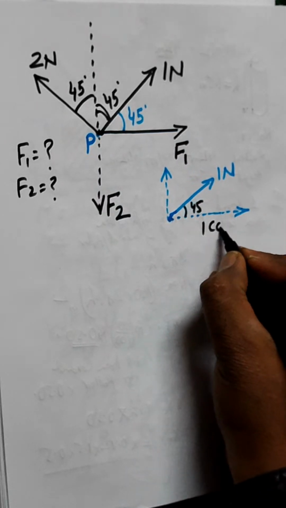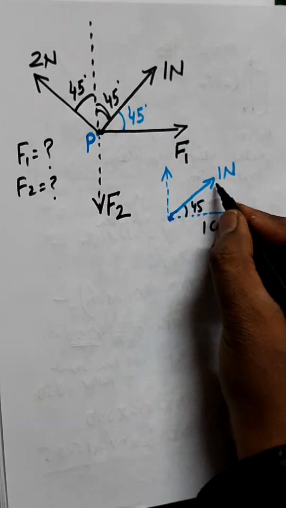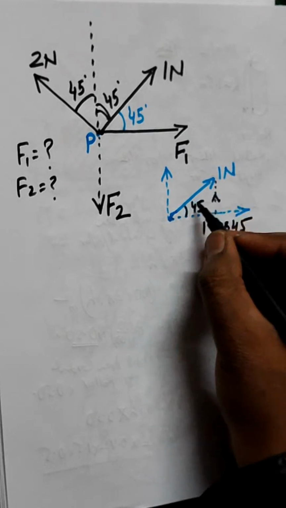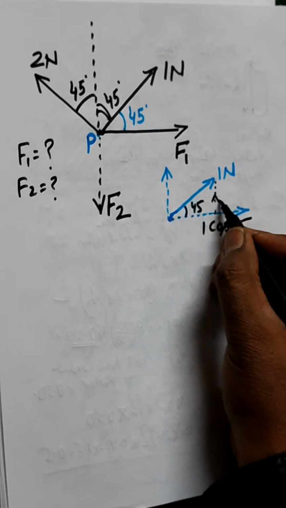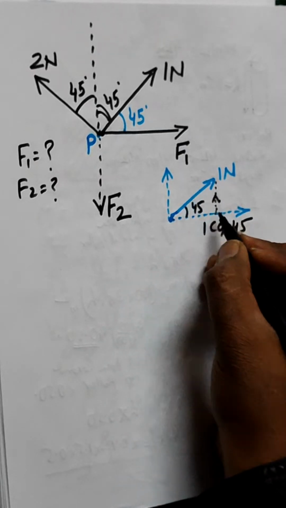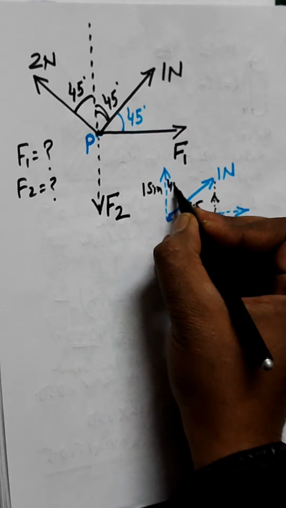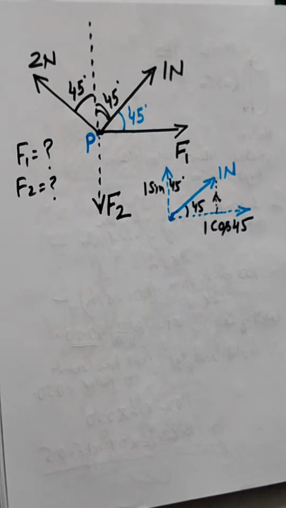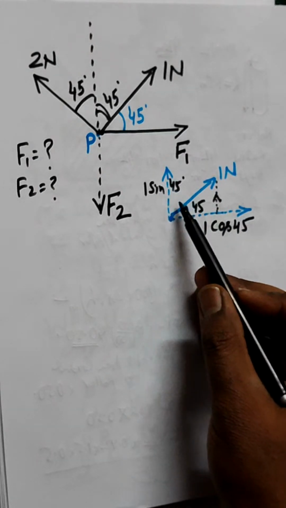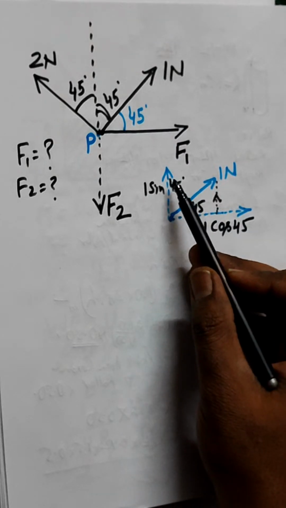1 cos 45, and this will be the component which is acting along this direction. This is 1 sin 45. Just apply Pythagoras or trigonometrical ratio concept. So two components of forces are broken over here. That is 1 cos 45 towards the horizontal and 1 sin 45 towards the vertical.